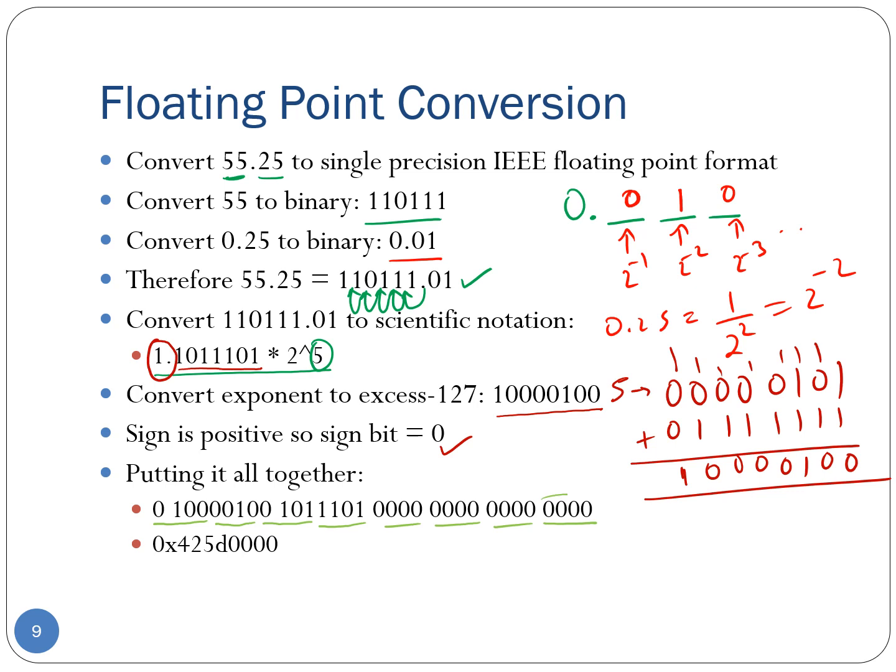So 0000 is 0, 1101 is D, 0101 is 5, 0010 is simply 2, and 100 is 4. So our answer is 425D0000. This is our hexadecimal representation.